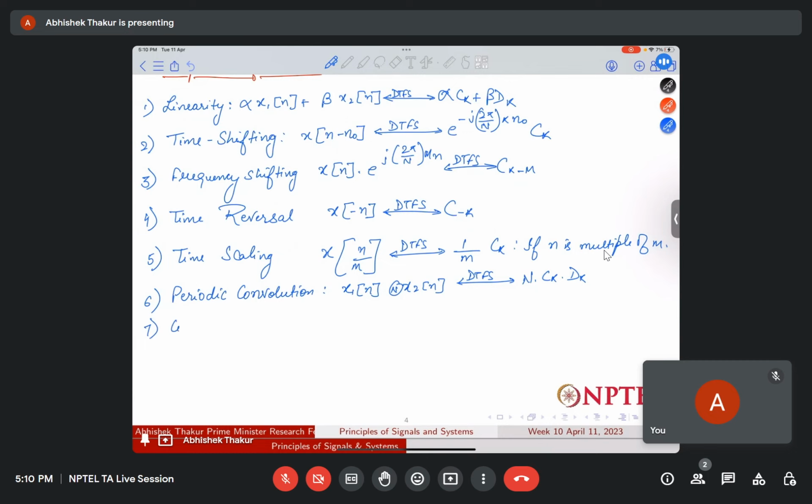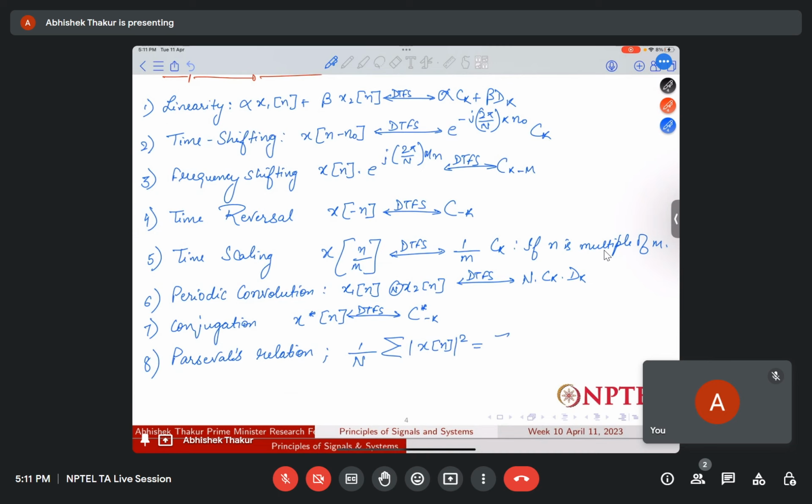Next we'll see conjugation and Parseval's relation. Conjugation is given as x conjugate of n will have DTFS as c conjugate of minus k. The eighth one is Parseval's relation. Parseval's relation is given as 1 by N summation of mod xn squared is equal to summation of mod of ck squared.